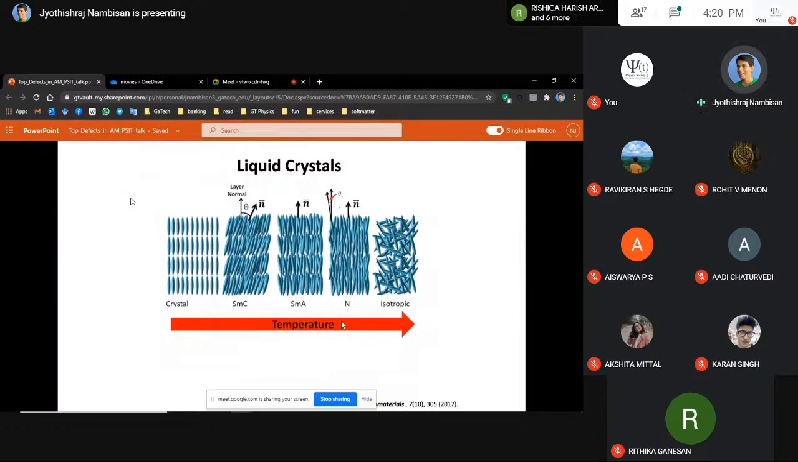Temperature is not the only control parameter. If your liquid crystals are temperature sensitive, they are thermotropic; there are also lyotropic liquid crystals and chromonic liquid crystals as well.